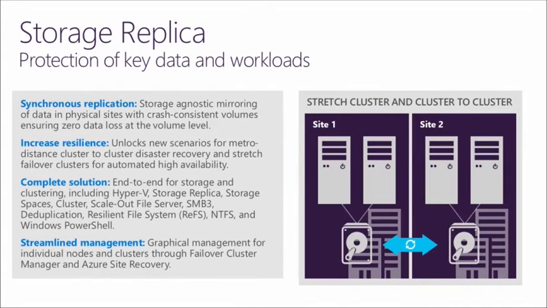But what is it? Essentially, it is synchronous, and that's a big difference from Hyper-V Replica. So this is synchronous replication that's storage agnostic, so you could be using your local D drive that's a local disk within the chassis. It could be from a file server. It could be from a fiber channel volume, whatever it may be. Storage agnostic mirroring of data across sites with crash consistent volumes, ensuring 0 data loss at the volume level. That's that synchronous replication. Now you can use async if you want, but synchronous is built in the box.